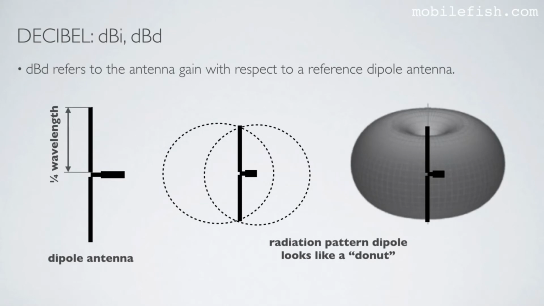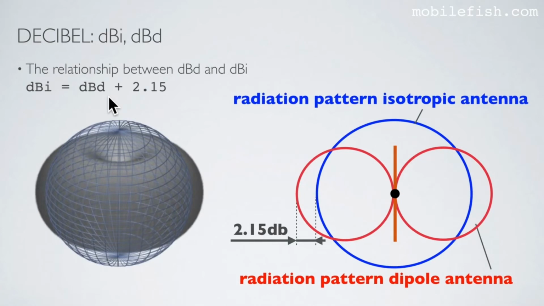dBd refers to the antenna gain with respect to a reference dipole antenna. This is what the dipole antenna looks like. These are two metal rods, and each metal rod is a quarter wavelength in size. This is a radiation pattern of a dipole antenna. It looks like a donut. The relationship between dBd and dBi can be expressed with this equation.